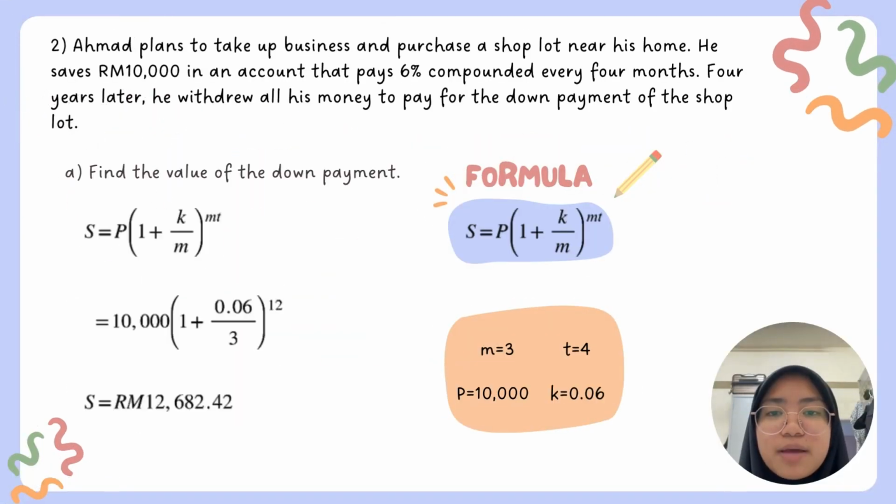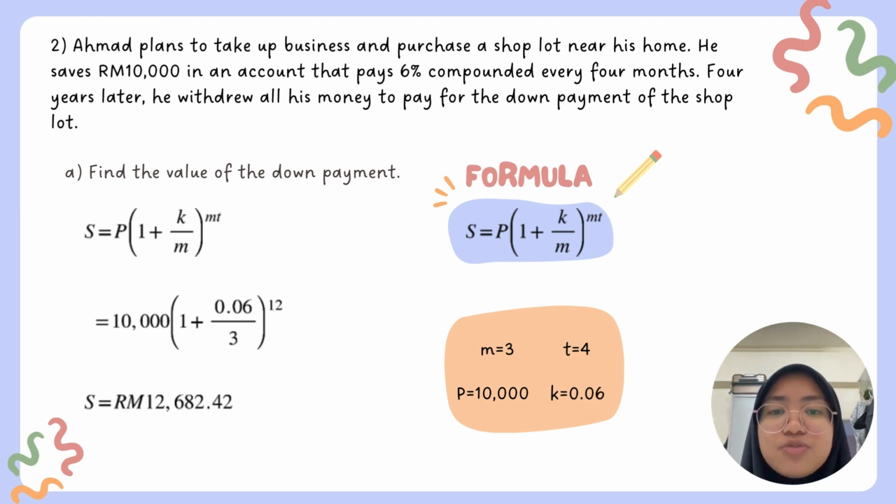Okay, move to question number 2. Ahmad plans to take up business and purchase a shop lot near his home. He saved 10,000 ringgit in an account that pays 6% compounded every 4 months. 4 years later, he withdrew all his money to pay for the down payment of the shop lot. The question is, find the value of the down payment, which means we have to find S. For question A, P is 10,000 ringgit, K is 0.06 or 6%, M is 3, T is 4.